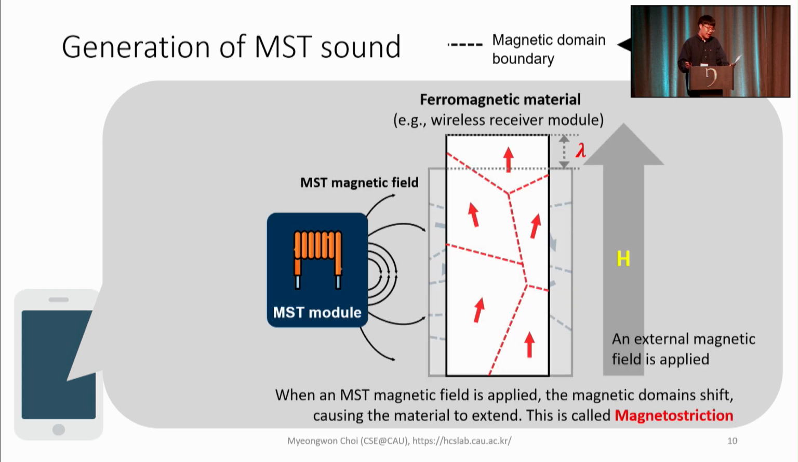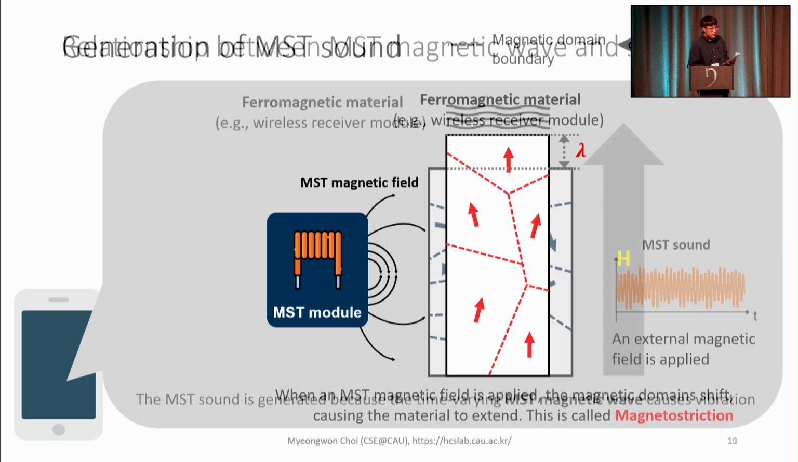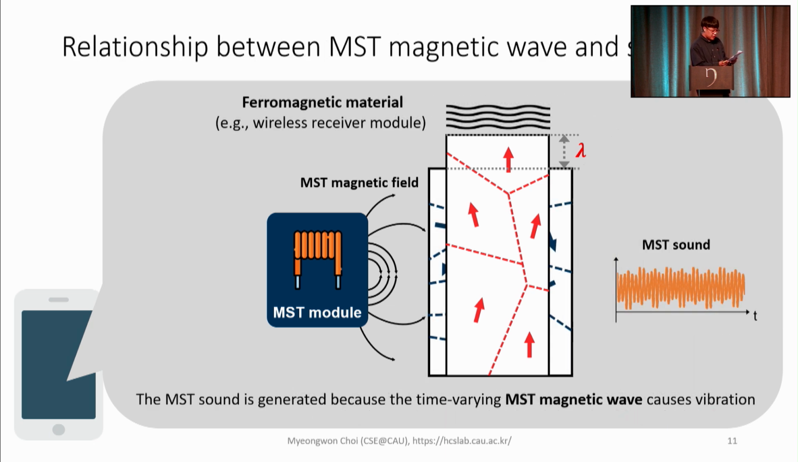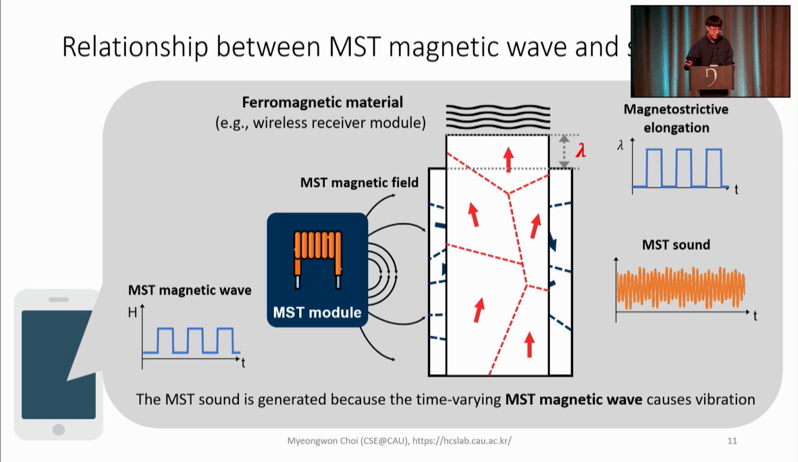When the MST activates, applying the MST magnetic field to the material, the magnetic domains shift, extending the material itself. This phenomenon is called magnetostriction. More specifically, the intensity of the applied magnetic field, H, and the magnetostrictive elongation, lambda, are proportional, which means the stronger the magnetic field, the longer the material becomes. In this way, the time-varying fluctuation of the magnetic field causes the vibration of the material, which then propagates to the air, producing a sound.